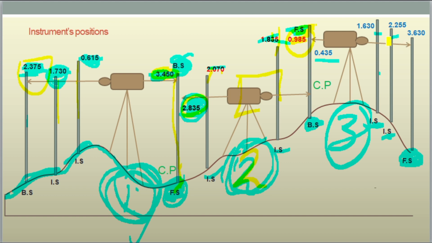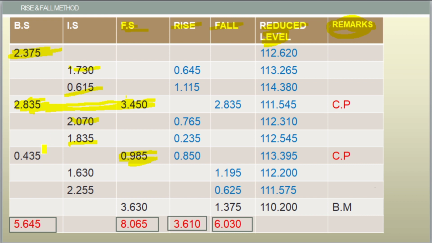After finishing that, we move on to the third position of the instrument. So here we had a second change point. Again, here we have the first reading of the third positioning of the instrument. We have the two intermediates and we have the last reading of that instrument there. So those are the values that we are going to input here. So this is the first reading, second reading, the two intermediate readings, and then we have the last reading of that instrument.